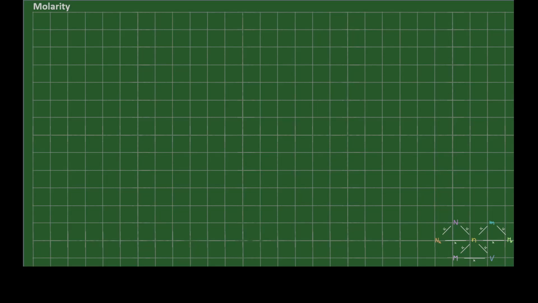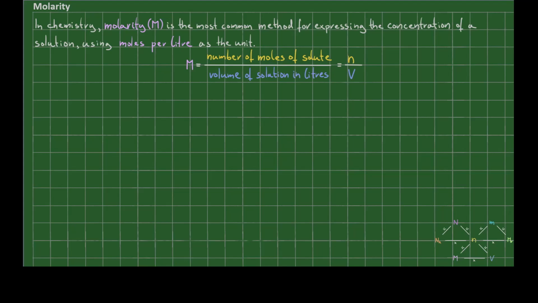Hello good people, I'm going to explore the concept of molarity. In chemistry, molarity, capital M, is the most common method for expressing the concentration of a solution. The units used are moles per liter, and the formula for molarity is number of moles of solute over volume of solution in liters. Before I demonstrate a molarity calculation, let me briefly talk about this concept of concentration.